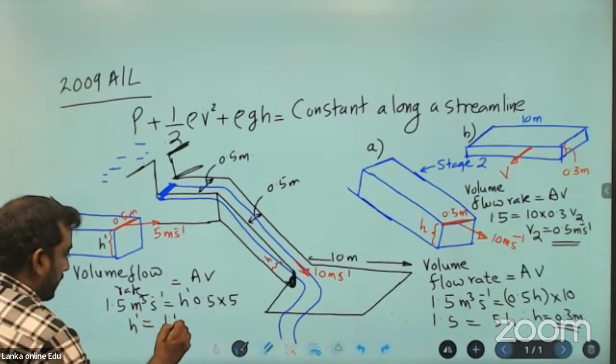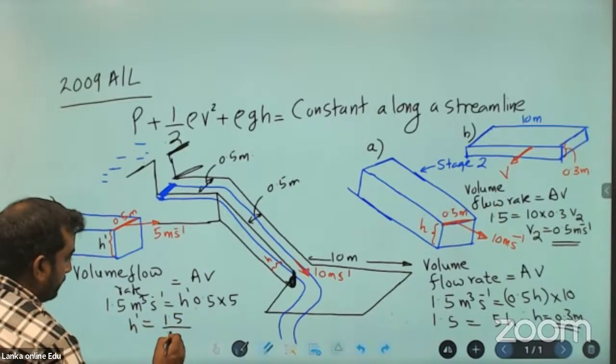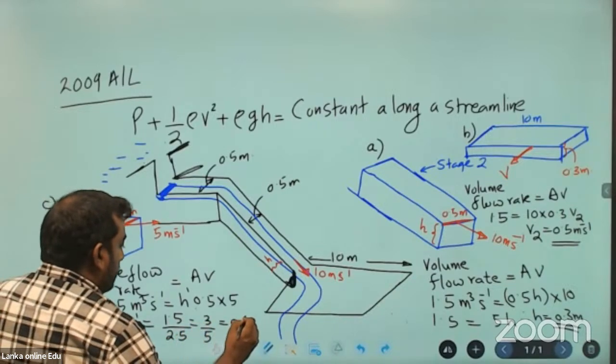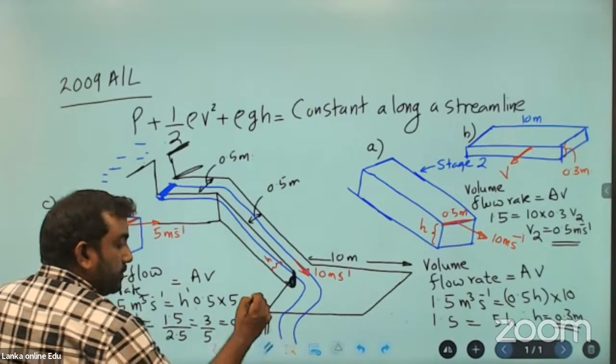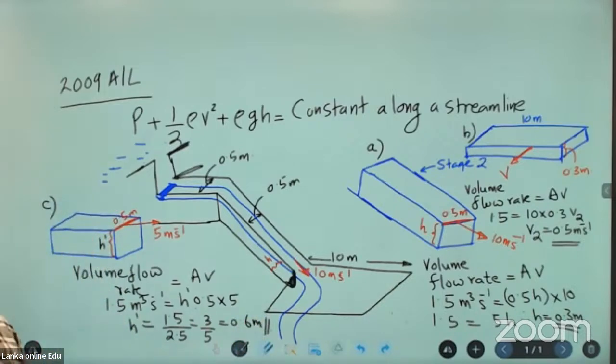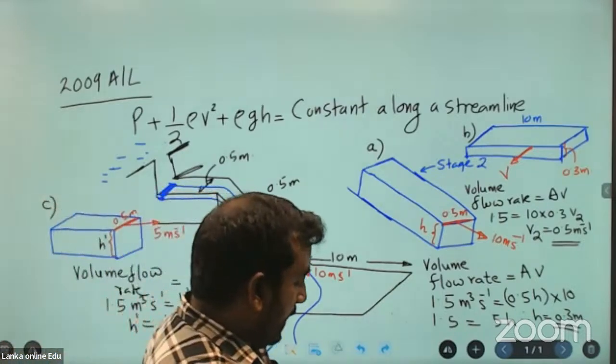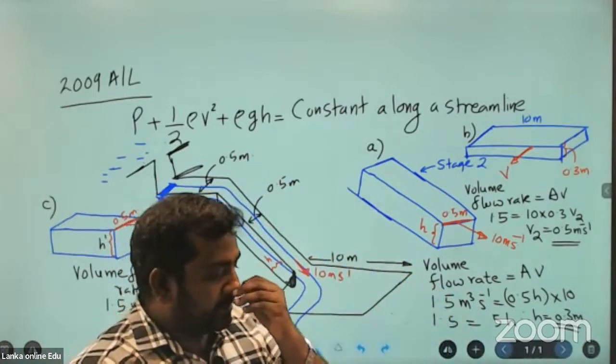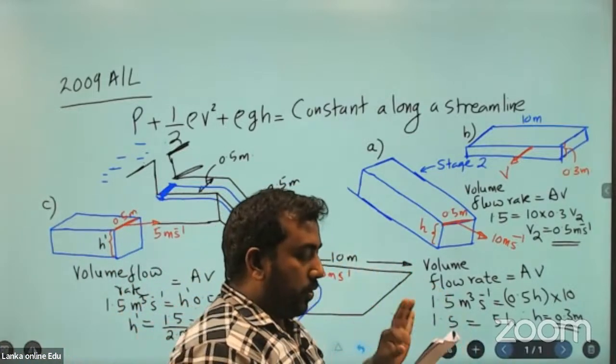H dash equals 1.5 divided by 2.5. 3 divided by 5, 0.6 meters. There you go. So you can see clearly, part A, part B, part C, we are using only what? Volume flow rate. Still nothing else. Only volume flow rate.